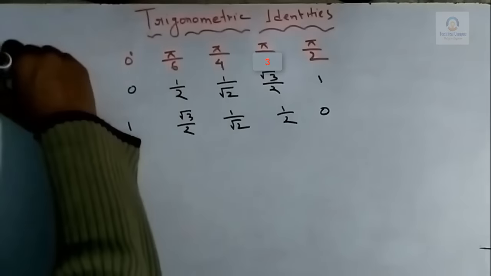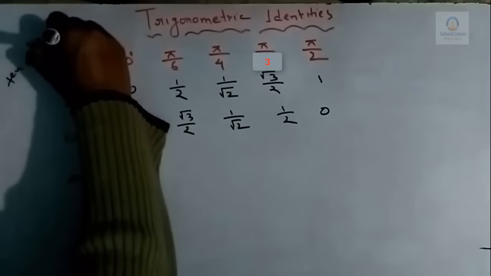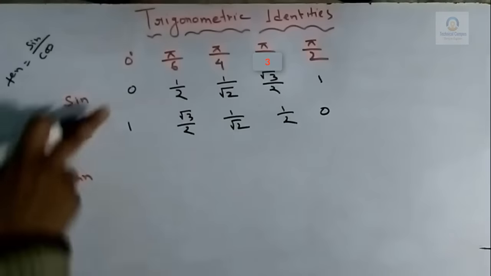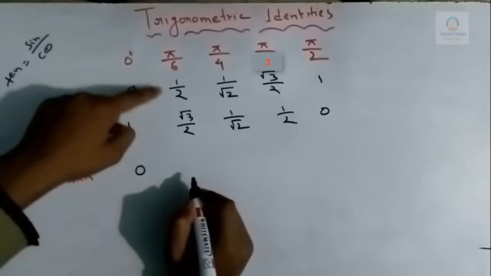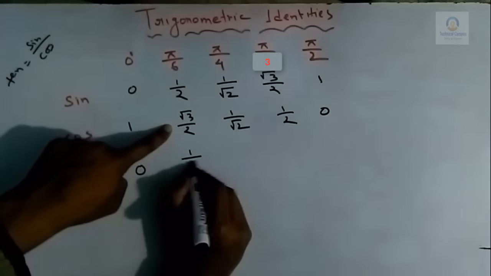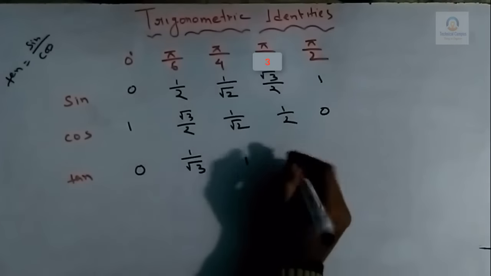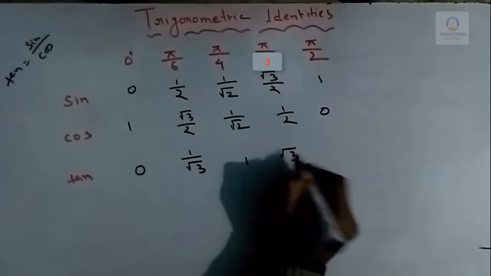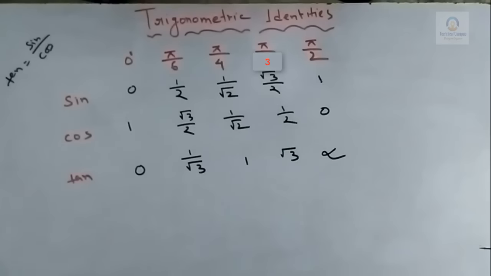We all know that tan is equal to sine by cos. So we can easily get the value of tan by dividing the value of sine by cos. So 0 by 1 is 0. 1 by 2 divided by root 3 by 2 will be 1 by root 3. This will be 1, this will be root 3, and 1 by 0 is infinite. So we will need these values in order to solve the problems of integration.